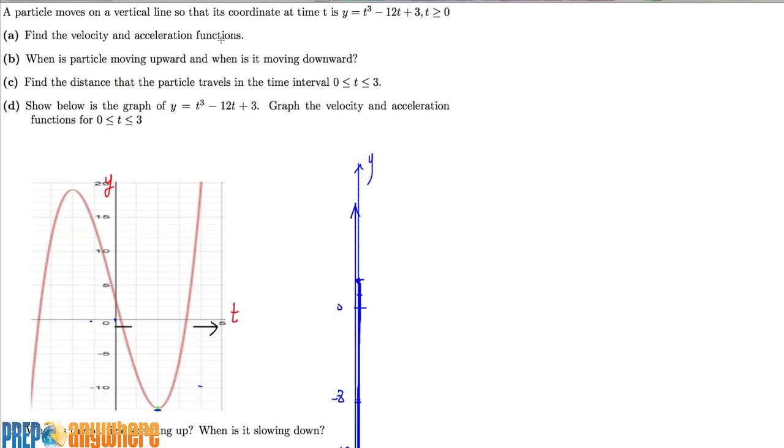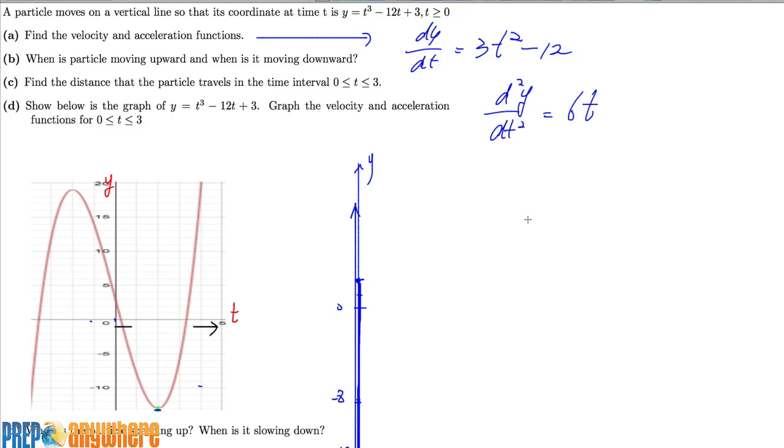Now let's find the velocity as a function of time. So that means dy over dt. And that gives us 3t squared minus 12. And acceleration as a function of time is going to be 6t. This is the answer to A.